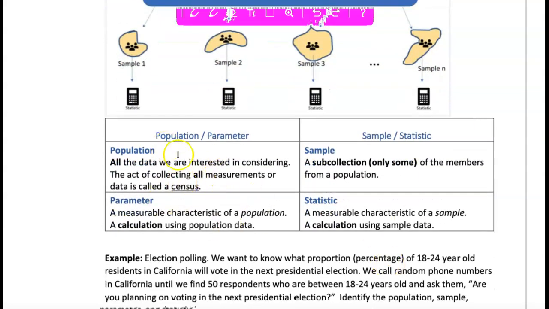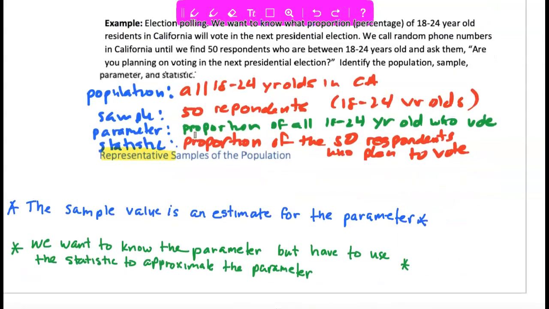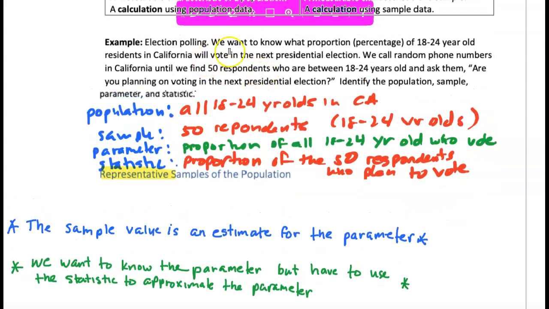And you have our definitions of what these are, but this is an essential understanding for the class. Looking at our first example for the class here, we have this scenario of an election. And so what you can see in this case, the population would be all the 18 to 24-year-olds in California. The sample is the 50 people that we actually asked. The parameter would be the proportion of the population who vote. But I don't know what that is because I can never ask everyone. But theoretically, we want to use the statistic, the proportion of the 50 respondents who plan to vote, and we use that as an estimate.